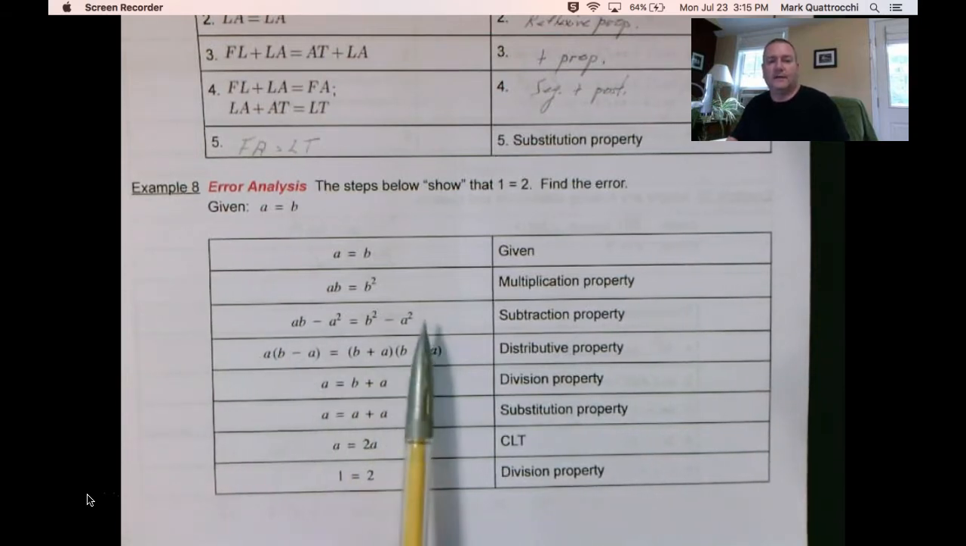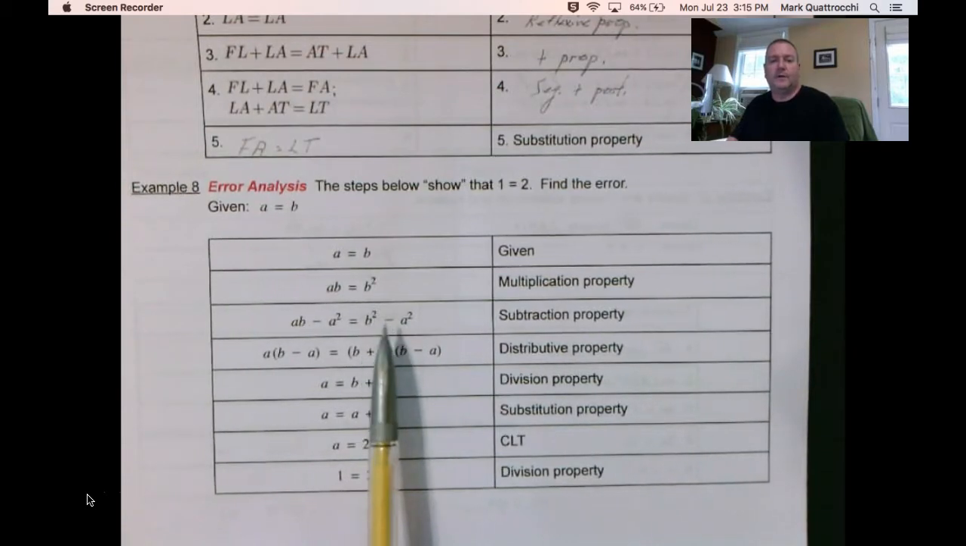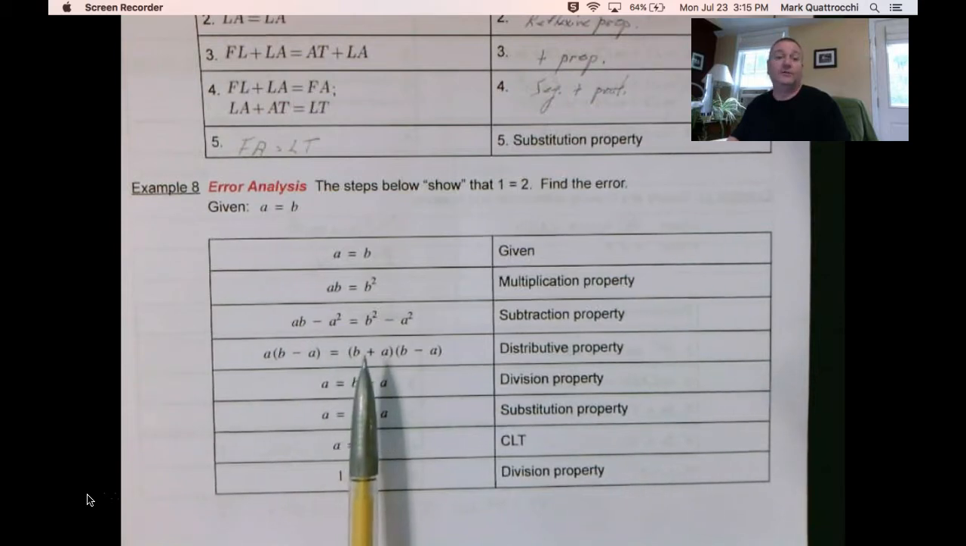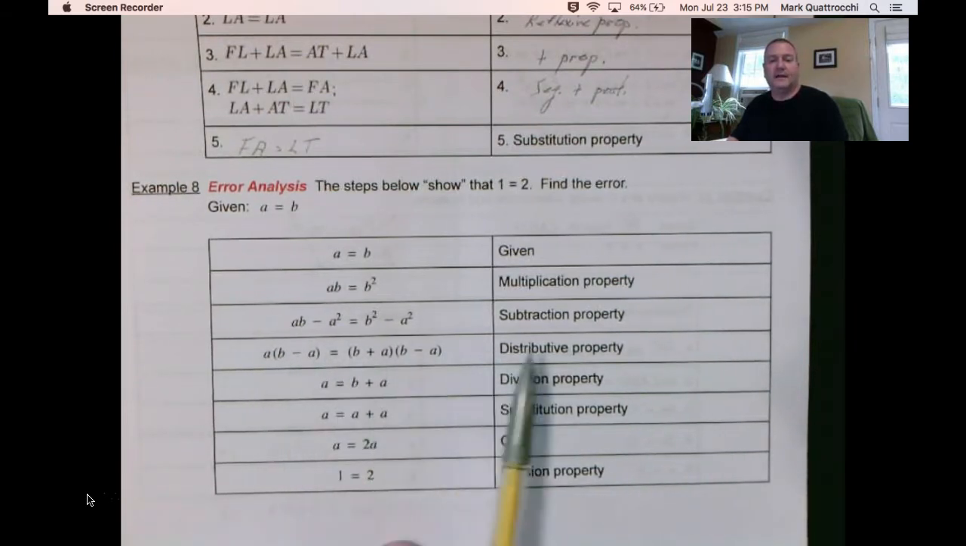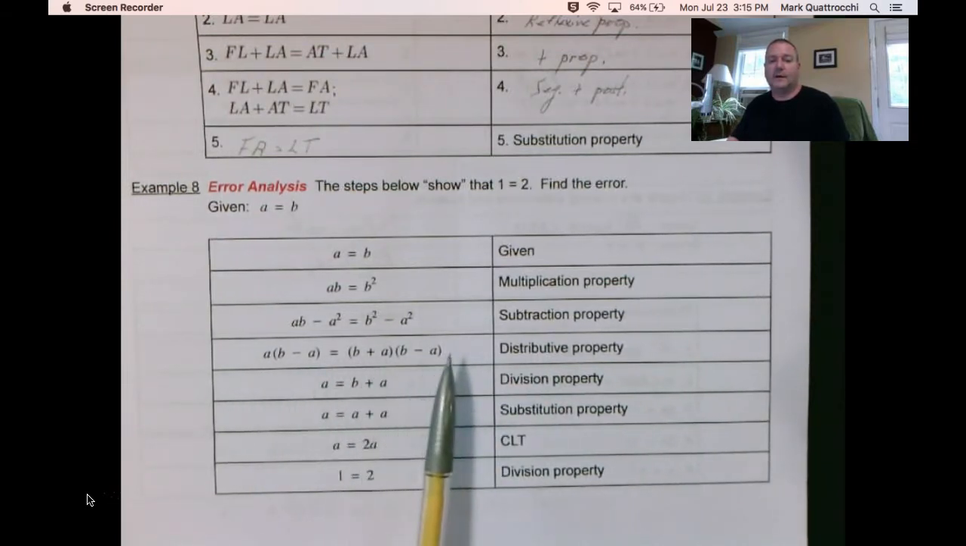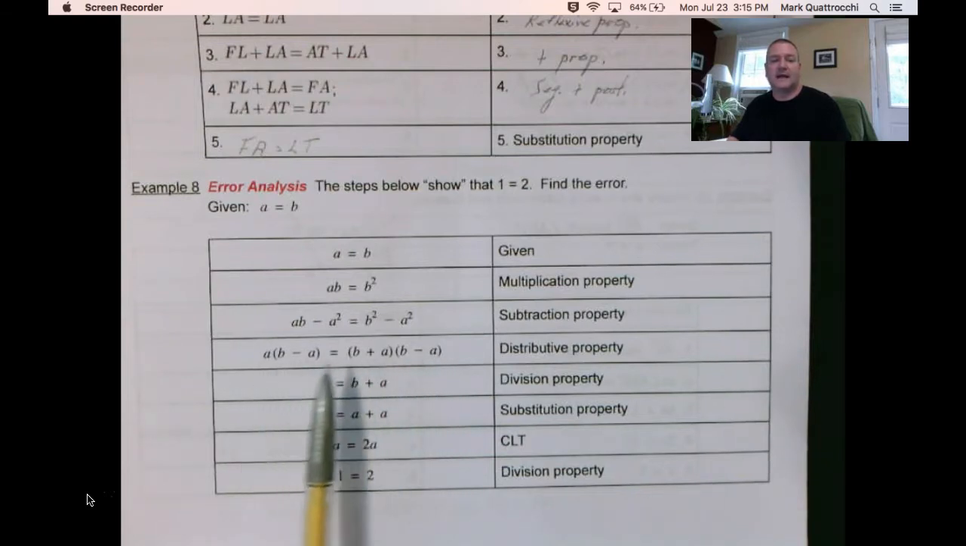Okay? If we look at the right-hand side, B squared minus A squared. This is a difference of two squares, something that you learned about last year. Difference of two squares factors into B plus A, B minus A. That is distributing, or undistributing in this case. So the reason that you're allowed to do that is the distributive property. And you might think that this is where our error is, but algebraically speaking, we are spot on. This is exactly where we would be if we went from statement 3 to statement 4.